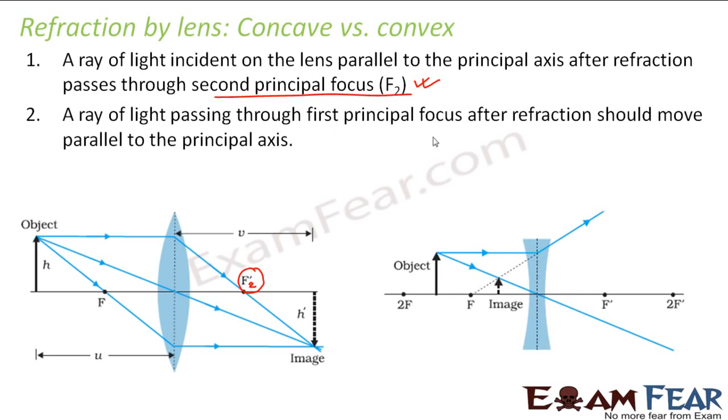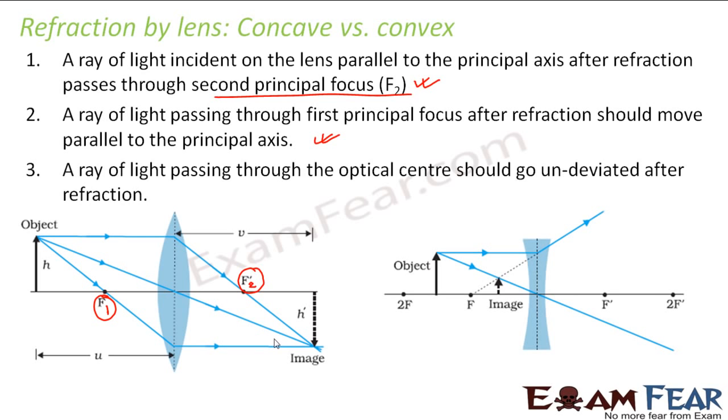A ray of light which passes through the first principal focus, after refraction should move parallel to the principal axis. This is the first focus. A ray of light which passes through this focus, after refraction should go parallel to the principal axis. And the last one, a ray of light passing through the optical center should go undeviated after refraction. So after refraction, it should just go undeviated.